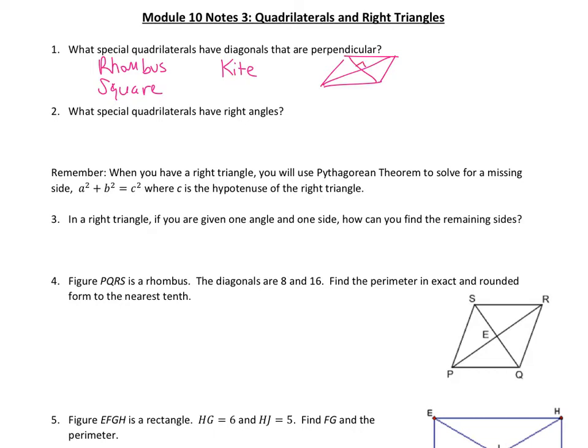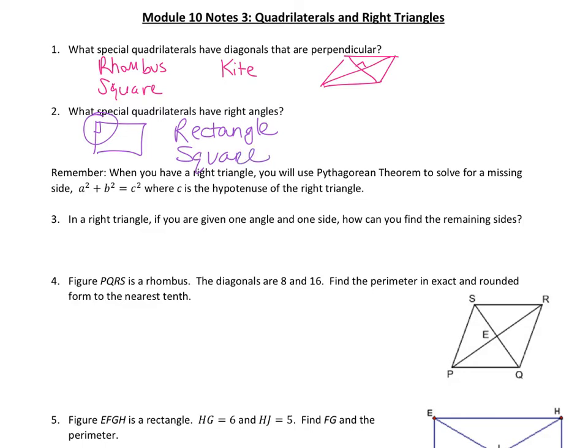So what special quadrilaterals have right angles? And what I mean by that is on the edges of the corners are right angles. And that would be a rectangle and a square. And those are the only ones.